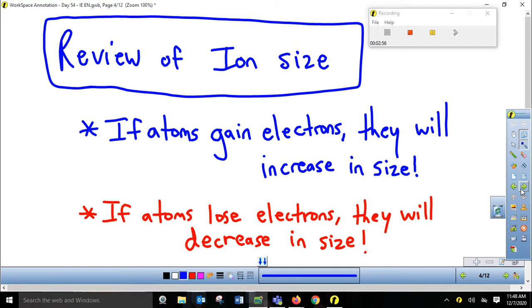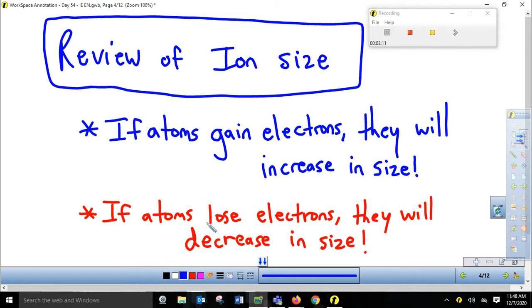Quick review of ion size. So remember, the big trend here is that if atoms gain extra electrons, they're going to get bigger. Their size will increase, and that's because now they have an extra negative charge, and the closer those electrons are to each other, the more they're going to repel. So if you add an extra negatively charged electron to the outside, now there are more negative electrons, and they're going to want to spread out a little bit more. But the pull from the nucleus is still the same, right? The ENC is still the same. So the electrons are able to repel and push outwards, and that makes the atom bigger.